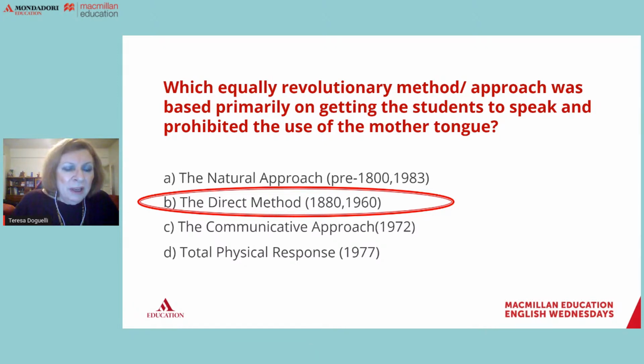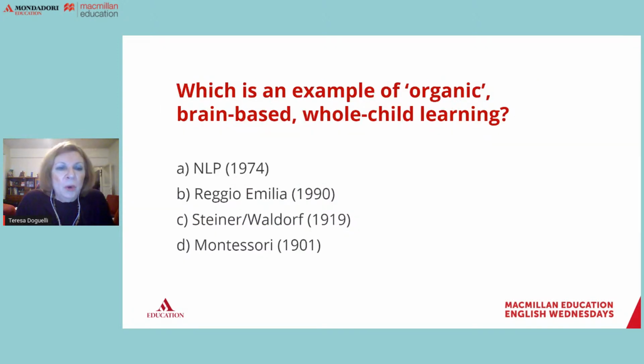Okay, so we're going on now to the third question. We're going to question 3. Which one of these is an example of organic, brain-based, whole child or whole person learning? Okay, you've got A, NLP, neuro-linguistic programming, B, Reggio Emilia, familiar name there, C, Steiner Waldorf, or D, Montessori, another familiar name for people in Italy.